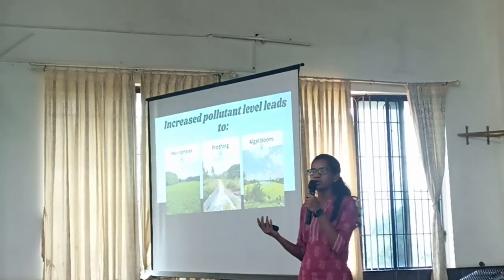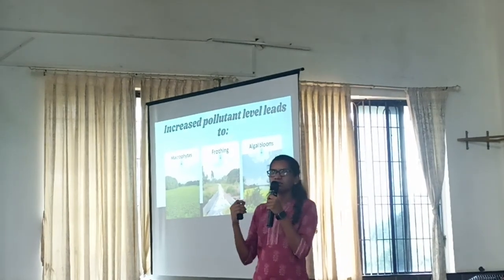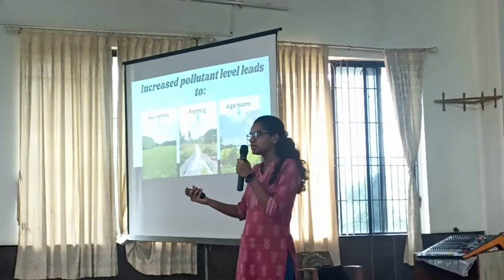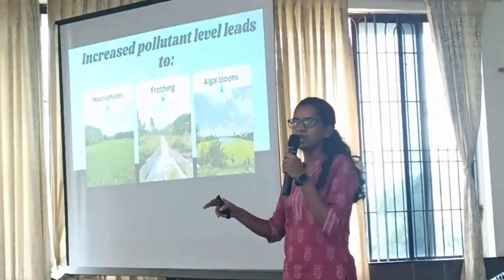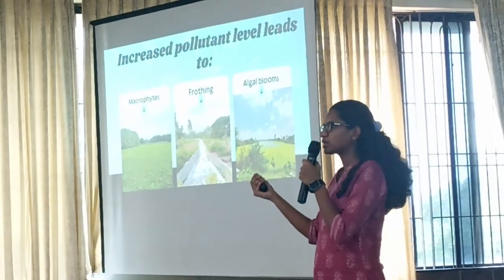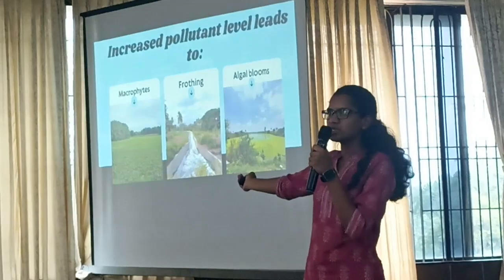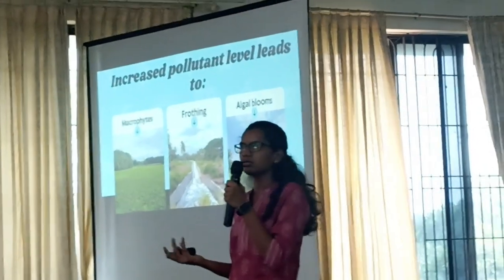The second one is frothing. You would all have heard about the frothing observed in Bellandur and Varthur Lake, and the catching of fire in that foam. That is also because of the increased amount of detergents being let into the water body, which contain mainly phosphates. The third one is algal blooms, which are also due to an increased nutrient level.